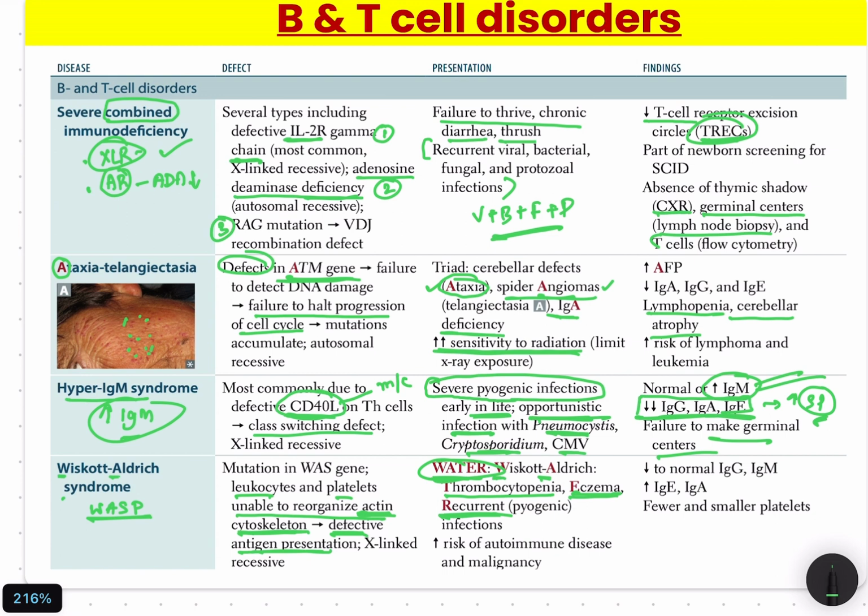But please do remember here that these patients have a very low IgM level. In Wiskott-Aldrich, the IgM will be low. Other antibodies might be increased or normal, but the IgM will be very low. So you can remember that in hyper IgM the IgM is increased, so the opposite of that is Wiskott-Aldrich, where the IgM will be decreased. That is what you have to remember.